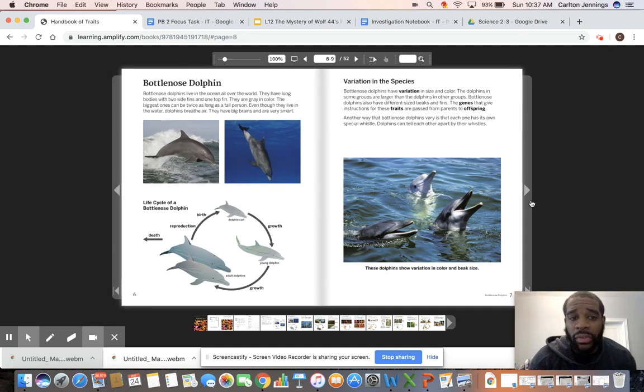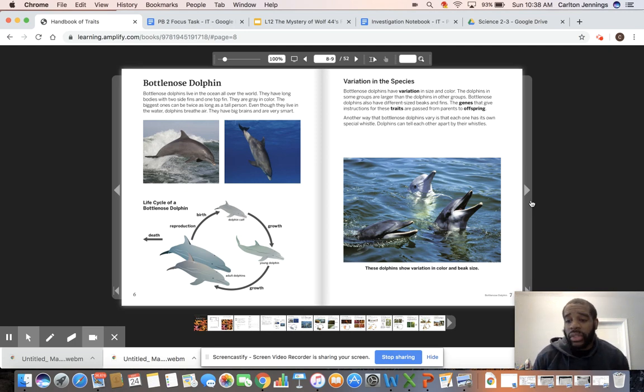The bottlenose dolphin. Bottlenose dolphins live in the ocean all over the world. They have long bodies with two side fins and one top fin. They are gray in color. The biggest ones can be twice as long as a tall person. So think of us, if a tall person like Mr. Solly, it is as long as two Mr. Sollys. Even though they live in the water, dolphins breathe air. They have big brains and are very smart. So this is some of the characteristics of dolphins. They're very smart and they can breathe air.